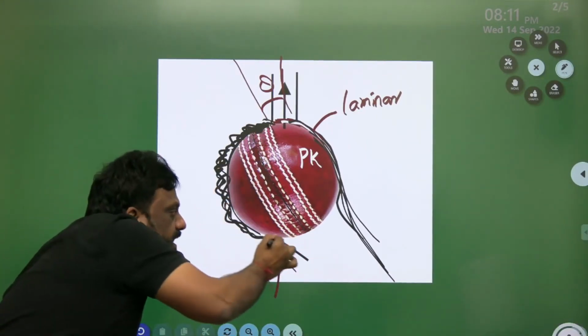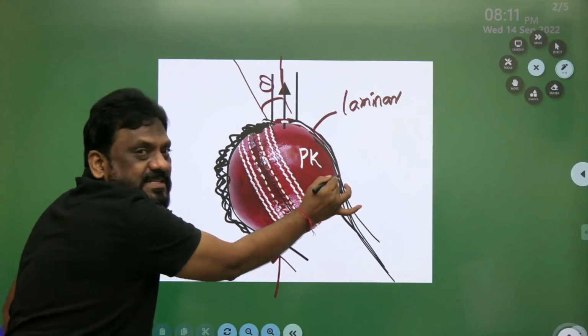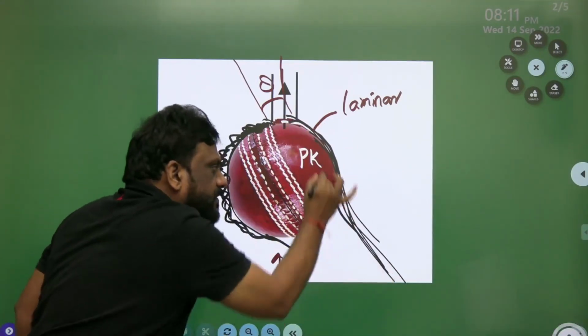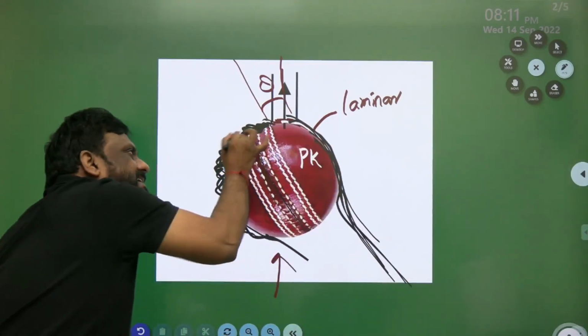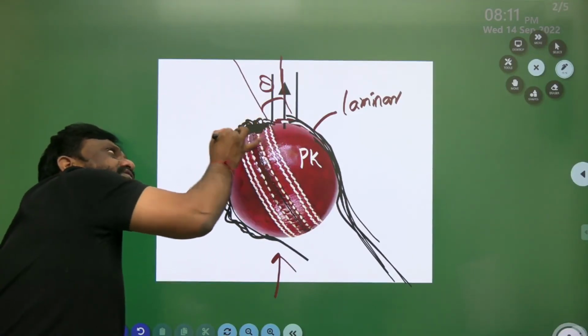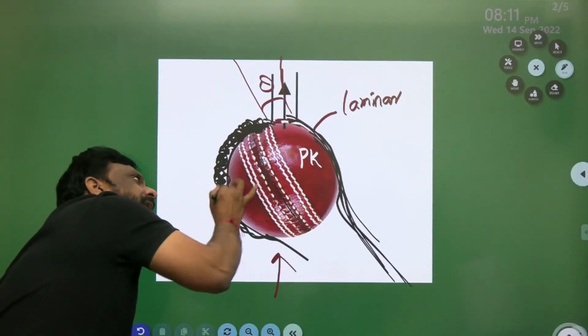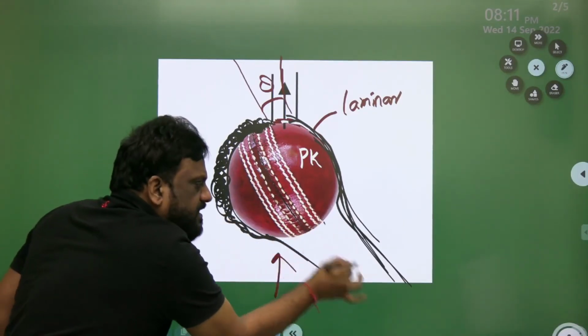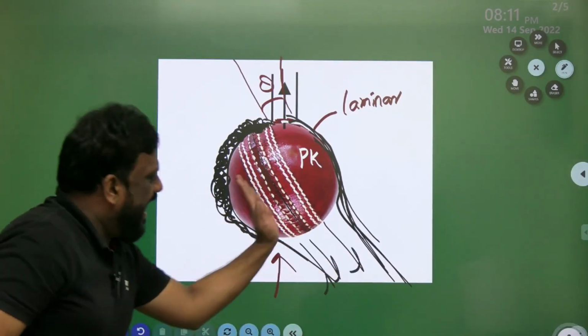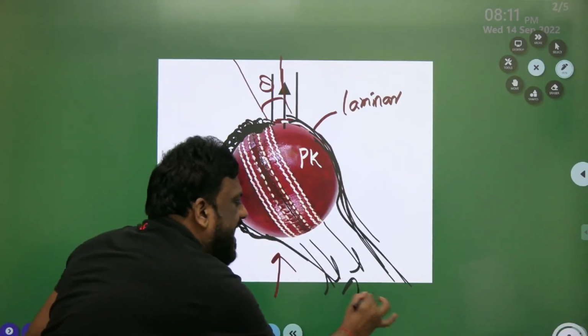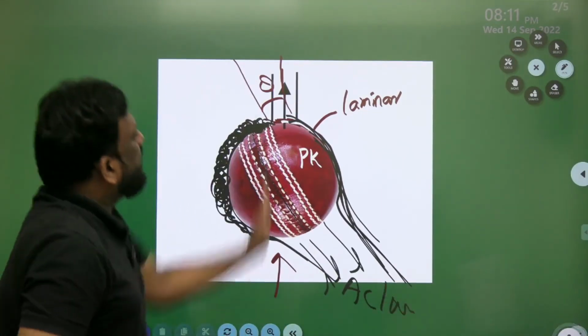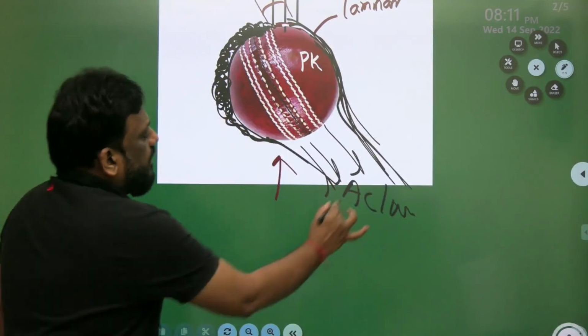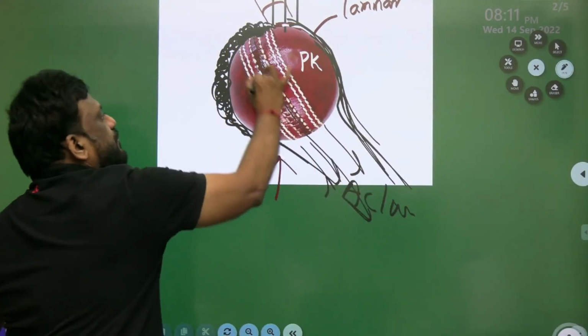Therefore, it is not leaving at the same time as the other side. This side is leaving early because it is laminar, and this side is turbulent. Due to the seam, turbulence is formed, and that turbulent layer is sticking and not separating easily. Now it separates late. So the air is flowing at an angle. If this is the action, my dear students, with the ball thrown like this, this will be the reaction.